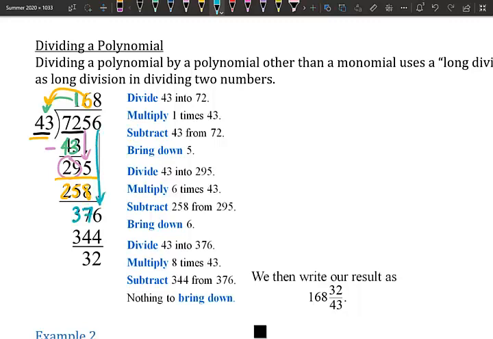We bring the 6 down. So how many times does 43 go into 376? It goes in 8 times. And then we have a remainder of 32 because there's nothing else we can bring down. So you might remember that. Hopefully it sparks some memory.